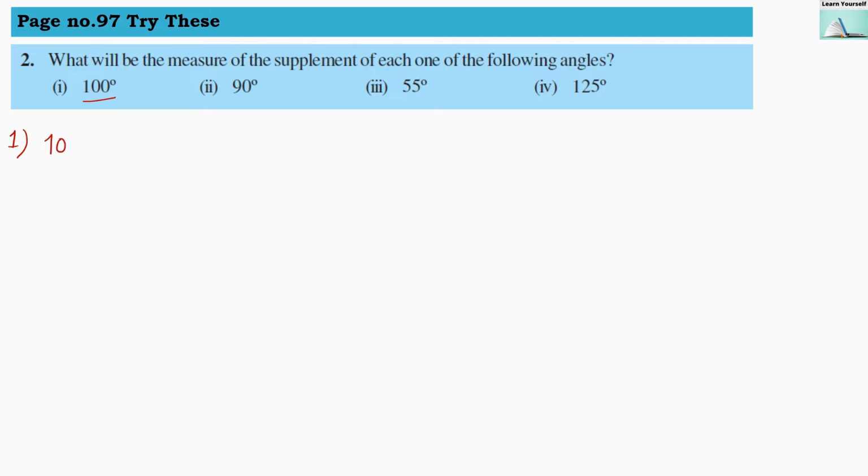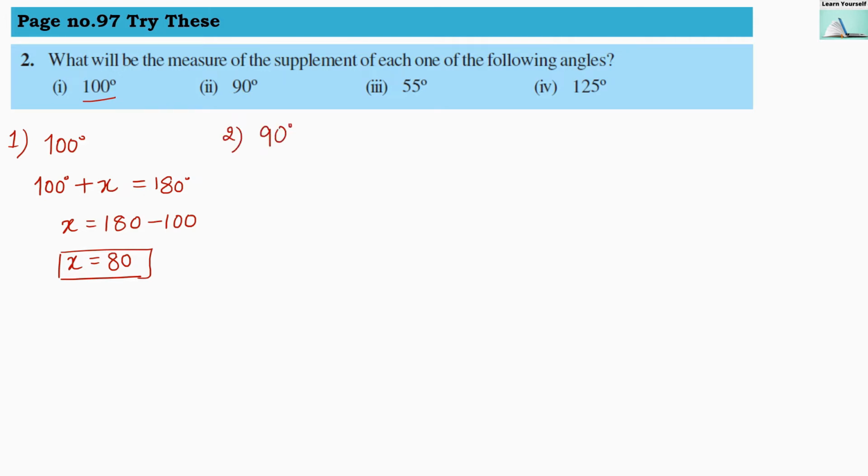So here we have 100 degree. So 100 degree plus the second angle's measure, we are assuming that is x. Together they should give us 180 degree. So x equals 180 minus 100. So x, the second angle's measure, is 80 degree. So when the first angle is 100 degree, the second angle is 80 degree, then they are said to be supplementary.